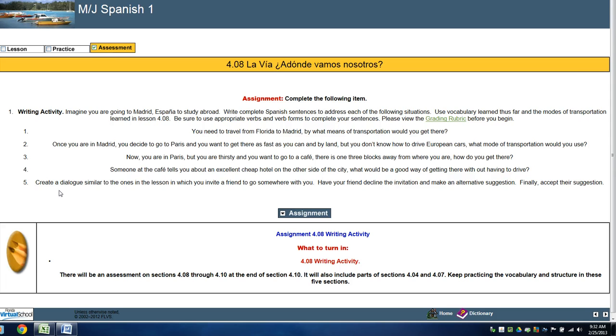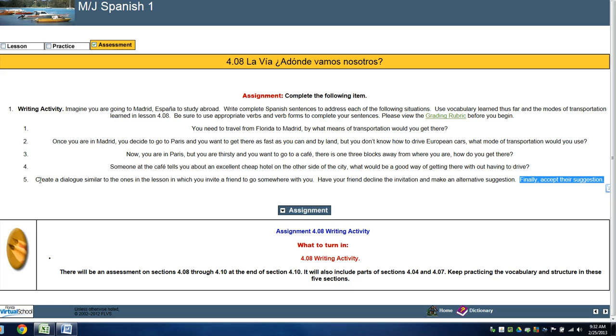Again, in English, an example might be, I'm going to the park. Do you want to go to the park with me? Your friend might say, no, I want to go to the mall. And you're going to say, oh, okay. I want to go to the mall with you, for an example, okay? So you can have any combination. But again, notice this part right here, similar to the ones in the lesson. So make sure you go back to the lesson to see the examples.